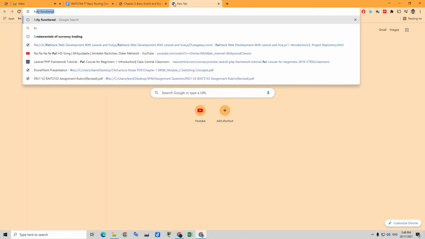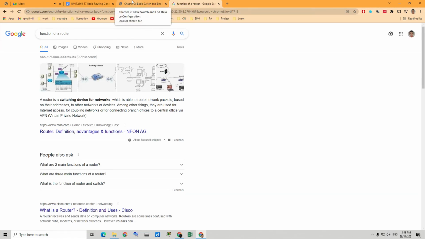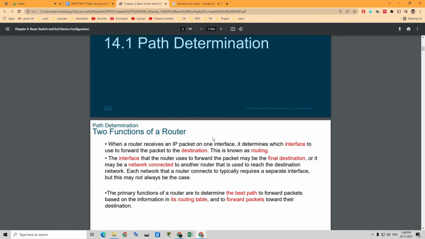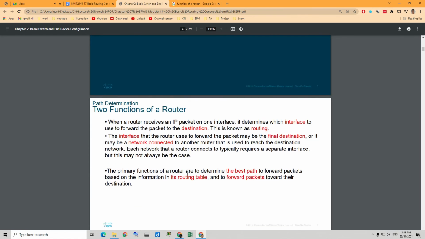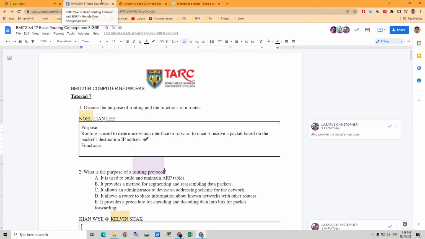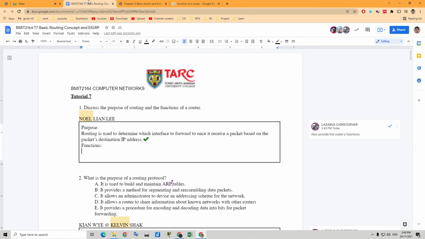The answer for A is wrong because ARP is basically for layer 2 in the LAN involving switches, right? It's a protocol to get the MAC address. If you have the IP address but you don't have the MAC address, then you use ARP to get the MAC address. But this routing protocol works on layer 3.